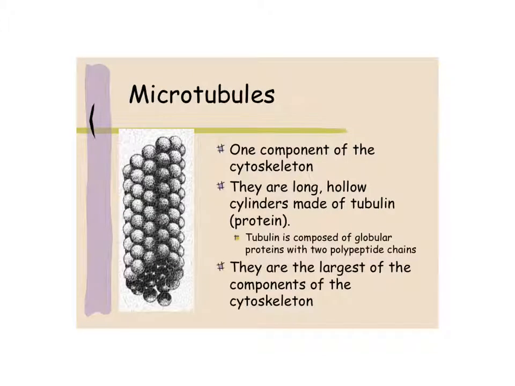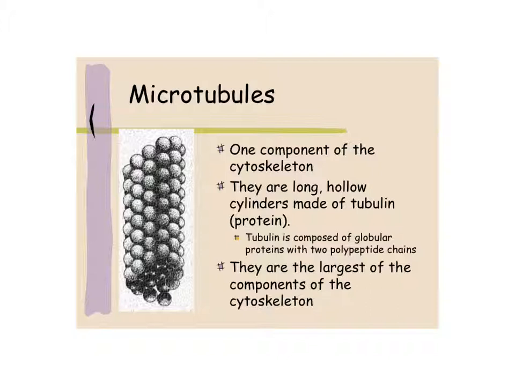Now, the first component of the cytoskeleton is something called microtubules. Microtubules are the largest of the three different types of fibers that you find within the cell. These are long, hollow cylinders, and they're composed of this protein called tubulin. Tubulin is a globular protein made up of two polypeptide chains. So each one of these little individual circles here is representing two polypeptide chains that are wound around each other into a globular protein. Remember, globular is a round protein.